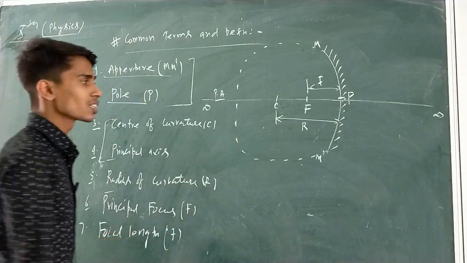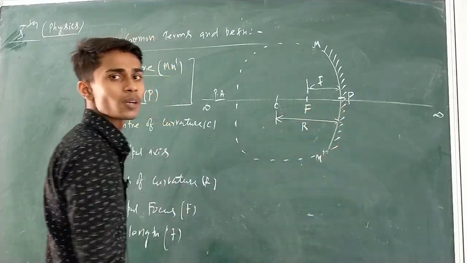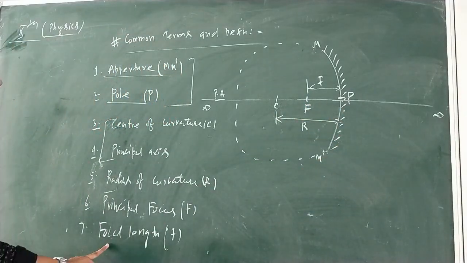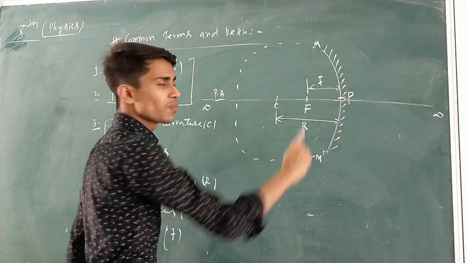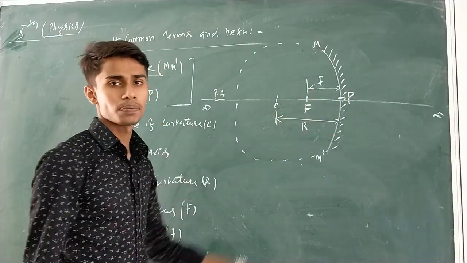How to define principal focus? The midpoint of radius of curvature on principal axis is called principal focus. It is represented by capital F. And how to define focal length? The distance between pole and focus on principal axis is called focal length. It is represented by a small f.